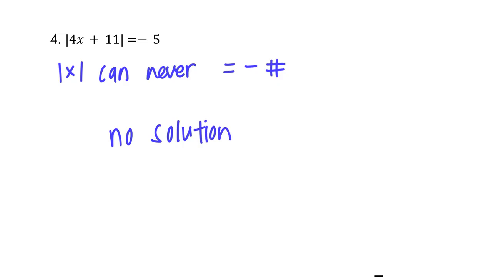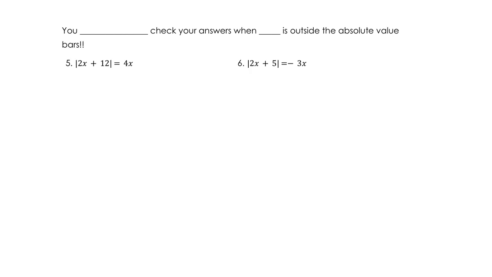Solution. Okay? So if you have absolute value bars equal to a negative number, there is no solution. Now we're going to talk about what a problem looks like when we have to check for extraneous solutions. Sometimes we have to check for extraneous solutions, which happens when we get an answer correctly, but then when we plug it back into the original equation, it does not work.